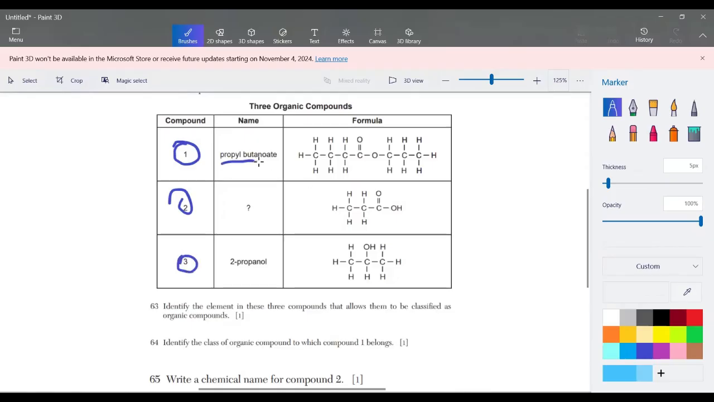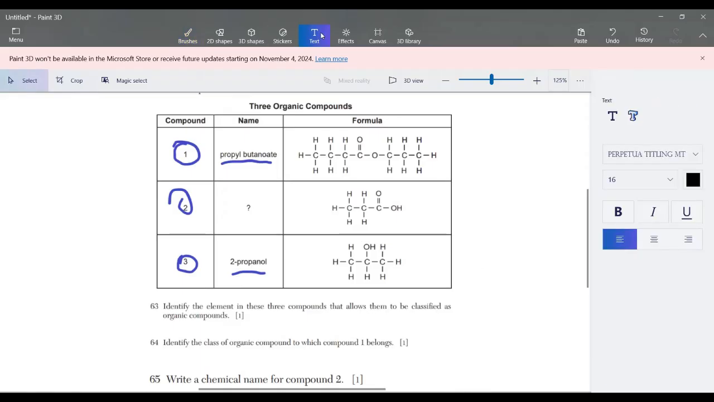Two, they have named two of them. They have not given me the name for this one. And these are structural formulas, meaning I can look at the whole structure. So, first question, if you haven't figured it out yet, this is our third time doing it, the answer is carbon. It's always carbon. It's organic chemistry. That's the answer. All right.